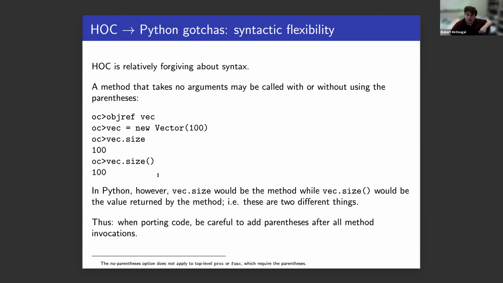HOC is an older programming language. HOC didn't have the concept of assigning a function to a variable, right? That wasn't a thing when HOC was created. So if you just refer to a method, so vec.size, in Python, that would just be the method associated with this particular object. But in HOC, it says, well, I've got the method, I'm just going to assume that you meant to call it because that's the only thing that you could possibly have meant. So you'll see some code that should be calling a method. And in Python, we're used to thinking of it as a thing that needs open close parentheses.